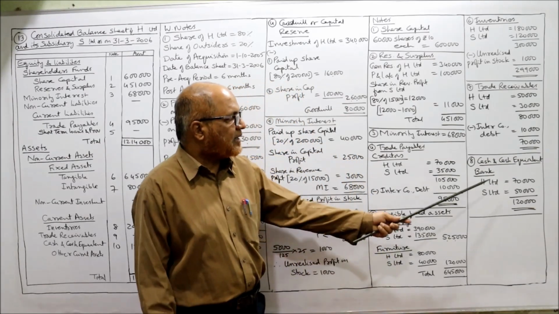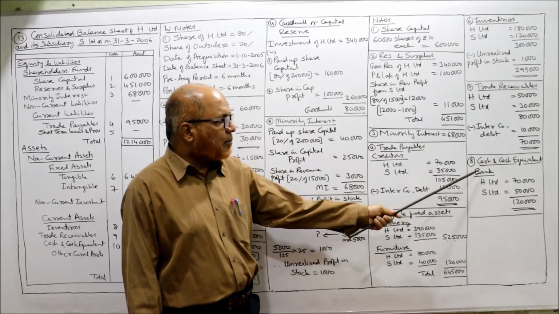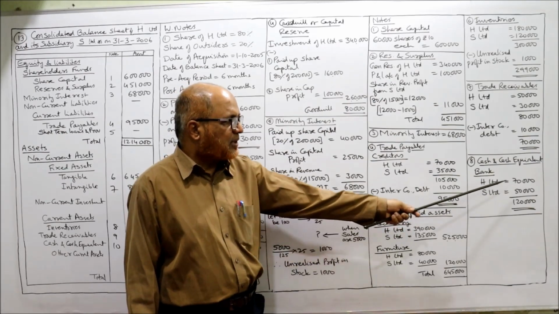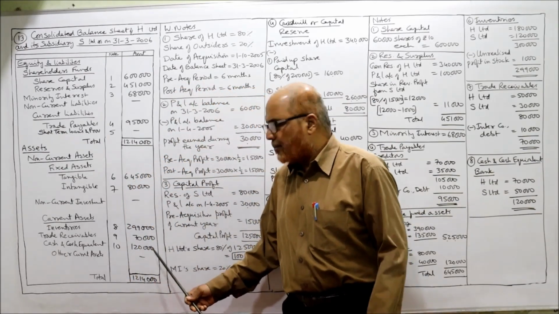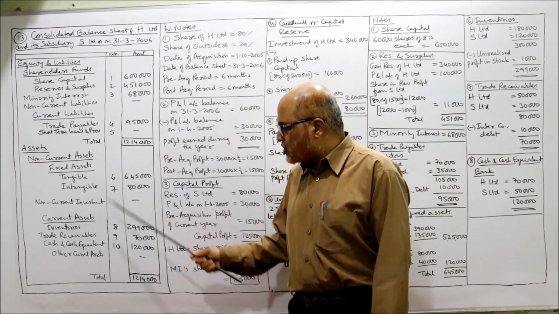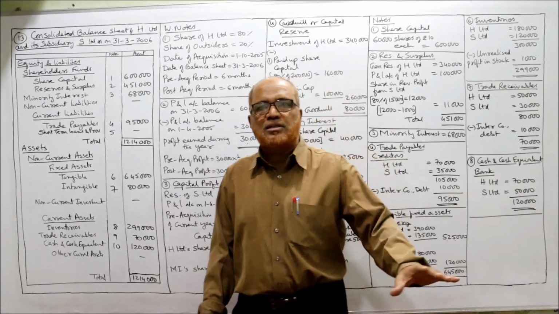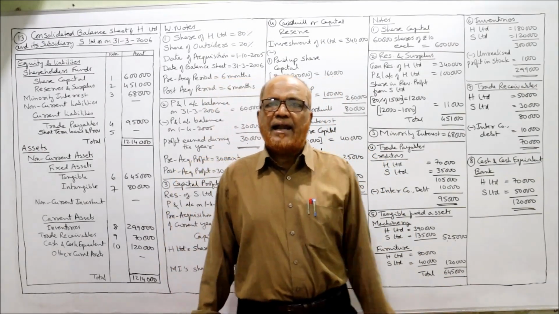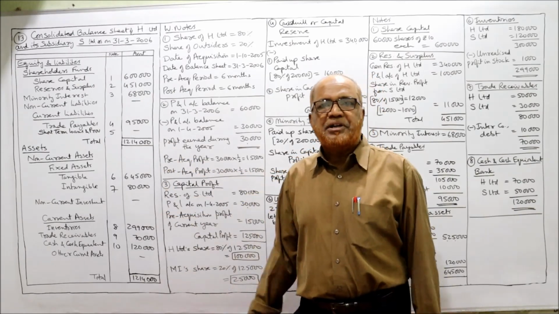Next, last and final item, cash and cash equivalent. The bank balance is given: H Limited 70, S Limited 50, so 1,20,000 is the bank balance. That's all. Balance sheet tallies at 12,14,000. So this is the end of problem number 13.